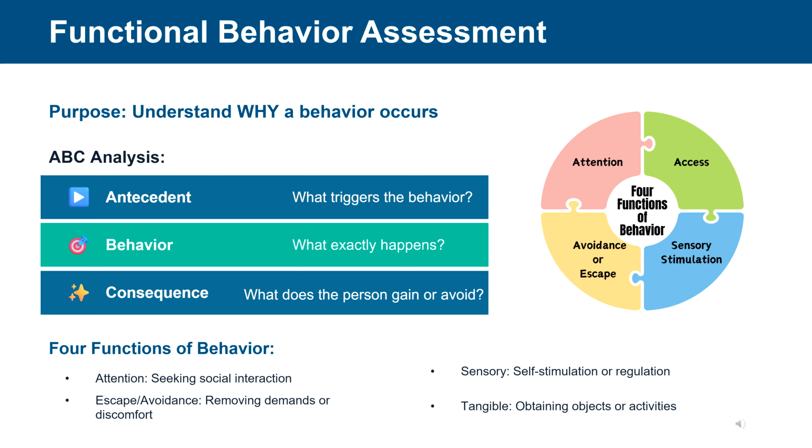Behaviors typically serve 4 functions: attention seeking, escape or avoidance, obtaining tangibles, or sensory stimulation. Here's an example of a child having tantrums. Observation shows the antecedent is the parent asking the child to clean up toys. The behavior is screaming and throwing toys. The consequence is the parent gives up and cleans up themselves, and the child avoids the task. The function is clear: escape or avoidance. The tantrum successfully removes the demand, which negatively reinforces the tantrum behavior.